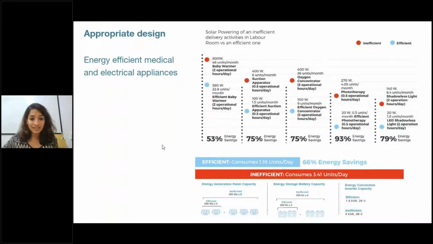But we need to remember that efficient appliances are available in the market, and incorporating them as and when we start the health assessment and as and when we start the health system design is critical to being able to bring in those energy savings and therefore the cost savings as well.